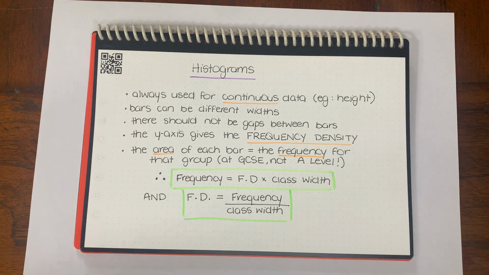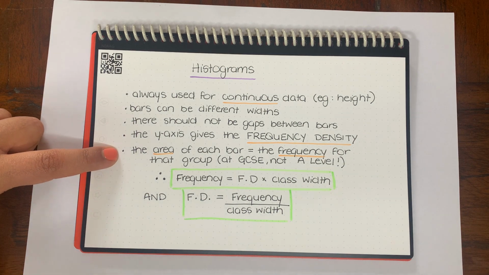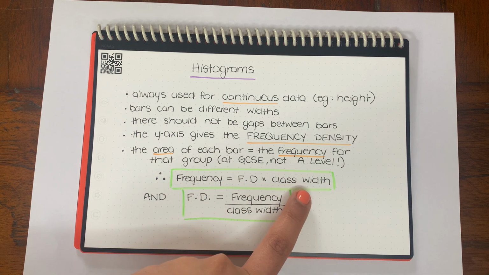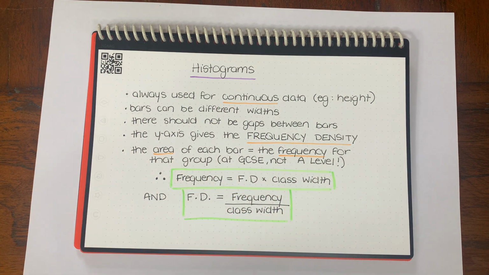The first one is that your frequency is equal to your frequency density times your class width. And that makes sense if you think about that the area of a bar or the area of a rectangle is generally the height times the width, or the base times the height. Well, your height here will be your frequency density and your width will be what's called the class width. And then if you rearrange that, you can work out your frequency density. So I'm just dividing through here by class width, which gives me frequency density equals frequency divided by class width.